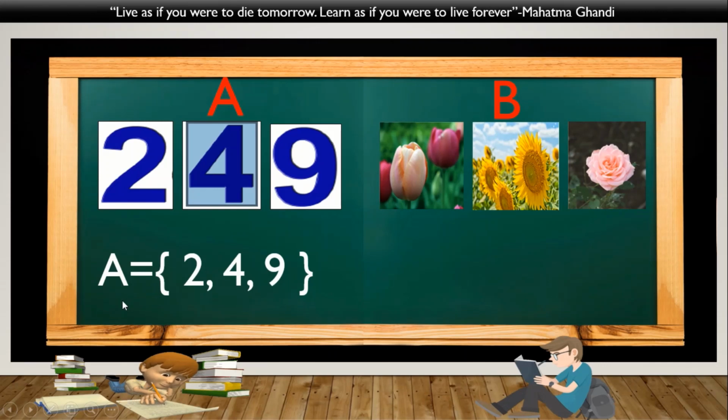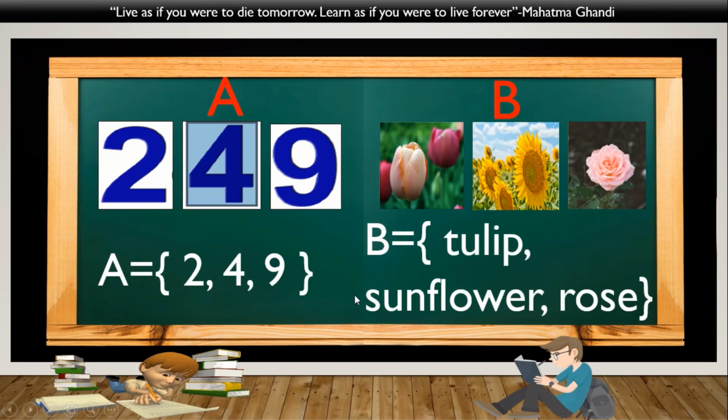Remember how to write a set notation? It must be named using a capital letter. There must be an equal sign and braces. Inside the braces, isusulat natin ang mga elements separated by commas. Okay? So let's have our second set. Shall we say that is set B? The elements are tulip, sunflower, and rose.